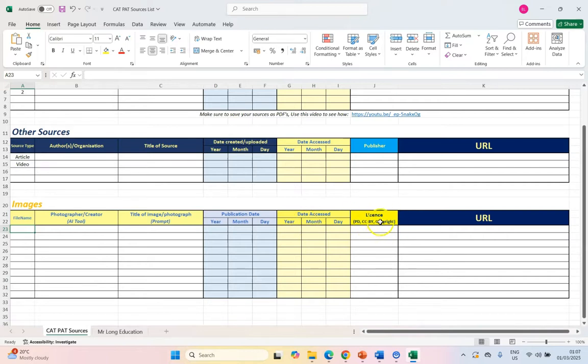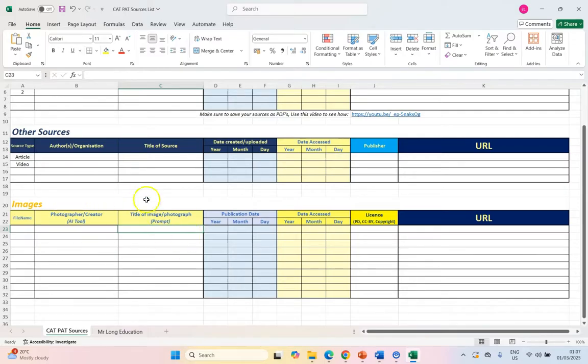Maybe mention the license. Is it public domain? Is it Creative Commons? Is it copyright? And then the URL to that image. Just having this information recorded as you find your images, when you get later to your website, it'll be really useful to reference them. If your teacher allows you to use AI images, then you can note the AI tool that you created the image with and what was the prompt that created that AI image.